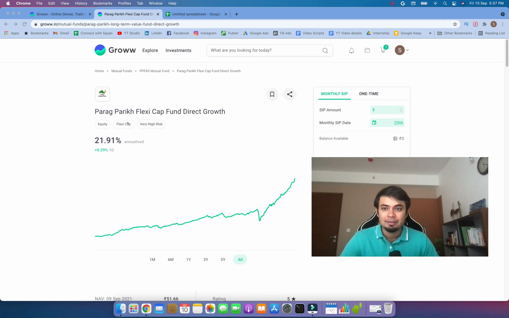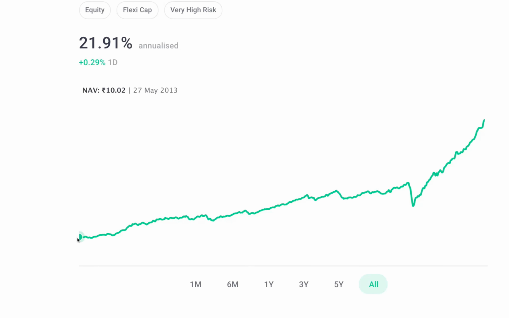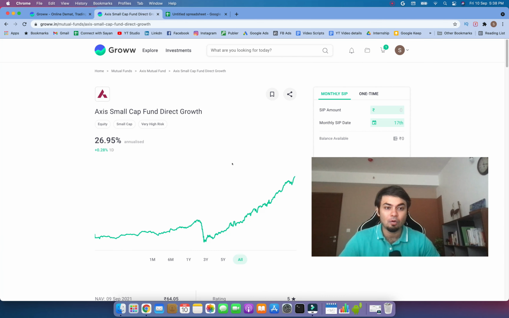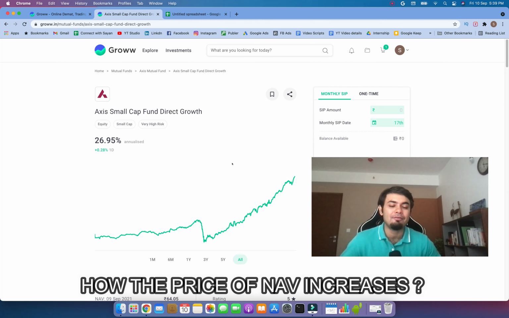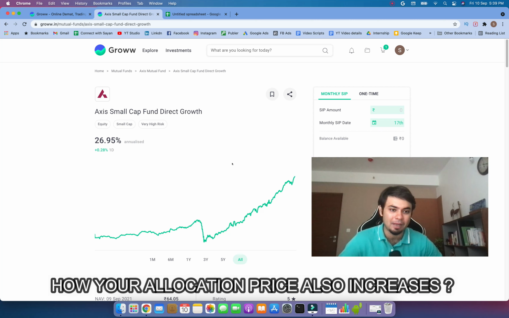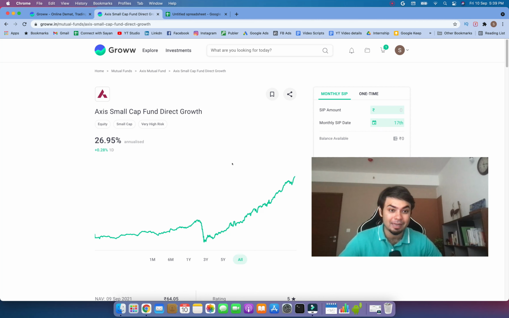For example, if you're looking at this particular mutual fund, which is Parag Parikh Flexi Cap Fund, if you go all the way back to when the mutual fund got launched in the beginning, you see the NAV is rupees 10, right? So you will see this in every mutual fund. Okay, so now you understand NAV. Now you would ask how the price of the NAV increases and how your allocation price also increases. So we'll understand that as well. Let me go quickly to the Google sheet.